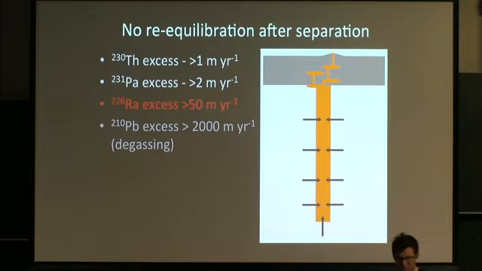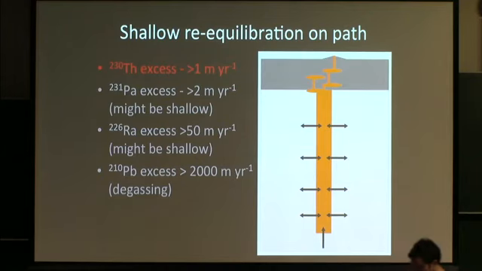But not everybody thinks this is how it works. If there's any kind of shallow re-equilibration, as the melt travels up this high porosity conduit, if there's any sort of interaction between these melts and the lower porosity regions out here where melt is still being generated, then it's possible that the radium excess and possibly the protactinium excesses could be generated in the shallow parts of the melting region over here. The thorium excess would still have to come from deep.